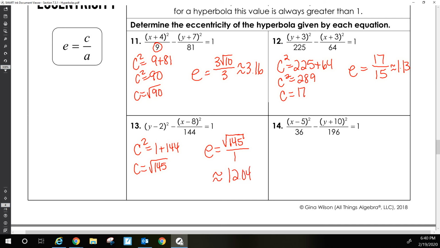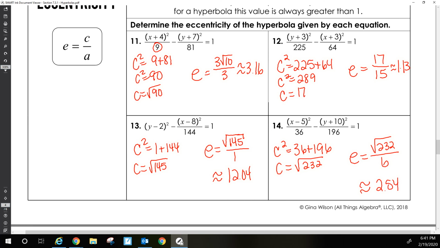Go ahead, pause the video, see if you can do this last one. Come back when you think you got it. All right, I've got C squared is equal to 36 plus 196. C then is equal to the square root of 232. So E is going to be equal to the square root of 232 divided by the square root of 36, which is 6. When we plug that into our calculator, that's approximately 2.54.